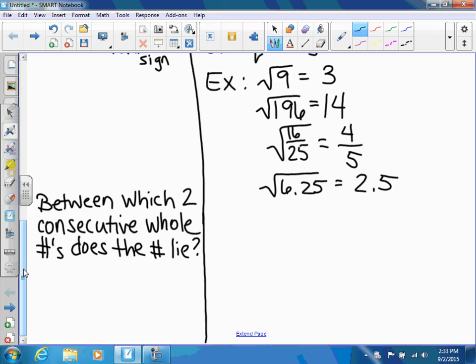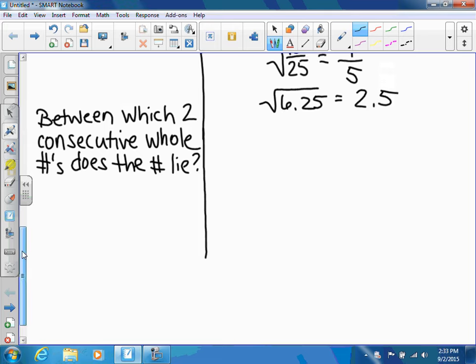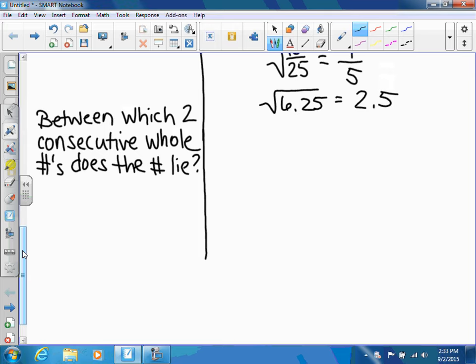So I'm going to show you this and introduce you to it by means of examples. There's nothing really to give you step-by-step instructions on, but I am going to show you through picture mode and example mode. All right, so the first one that I'm going to show you, if we have the square root of 11.